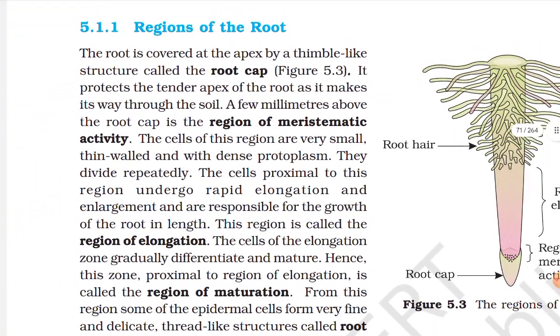Regions of the root. The root is covered at the apex by a thimble-like structure called the root cap. It protects the tender apex of the root as it makes its way through the soil. A few millimeters above the root cap is the region of meristematic activity. The cells of this region are very small, thin-walled, and with dense protoplasm. They divide repeatedly. The cells proximal to this region undergo rapid elongation and enlargement and are responsible for the growth of the root in length.